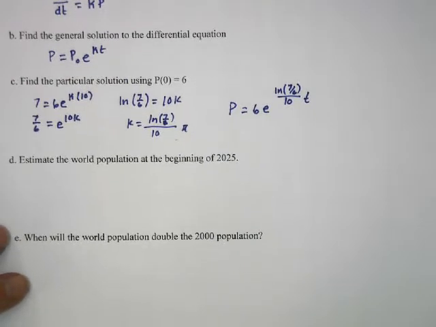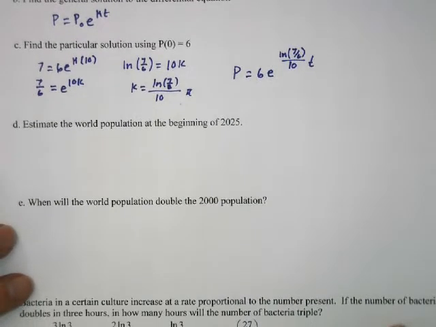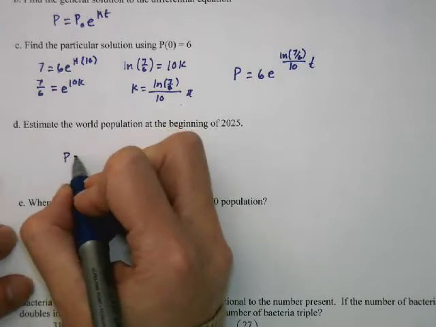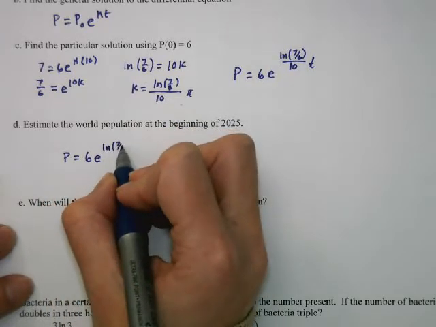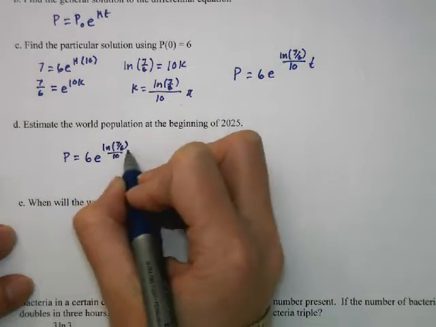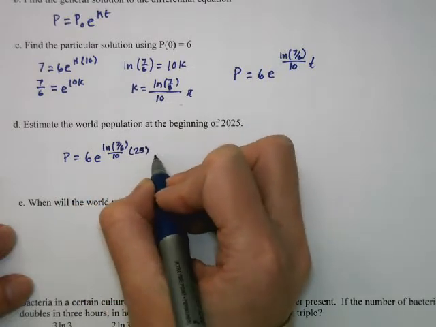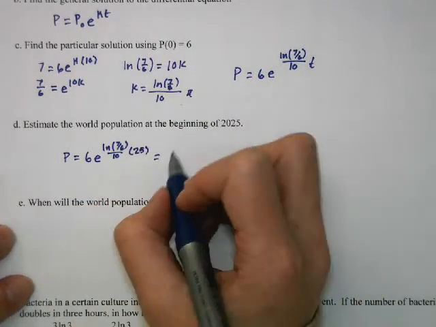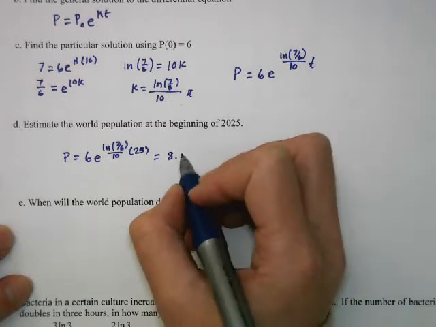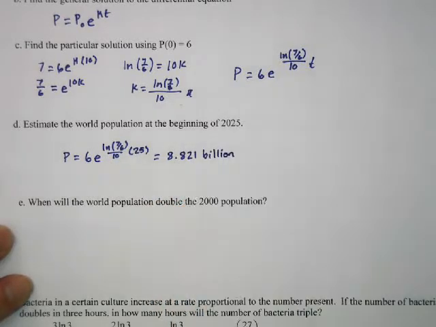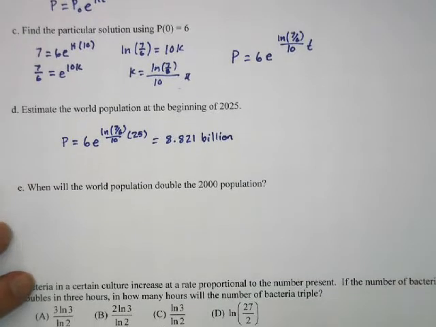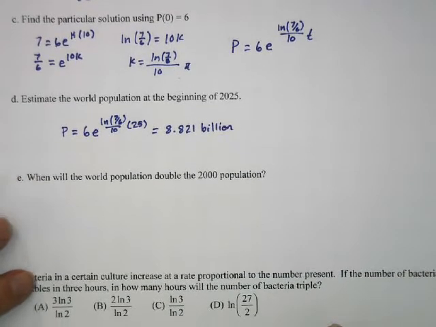So estimate the population at the beginning of 2025. We're just going to plug in 25. And let the good old calculator give us 8.821 billion. Okay, and then when will the population double?